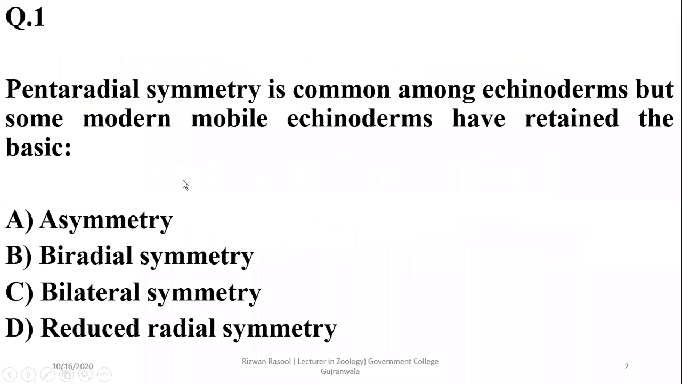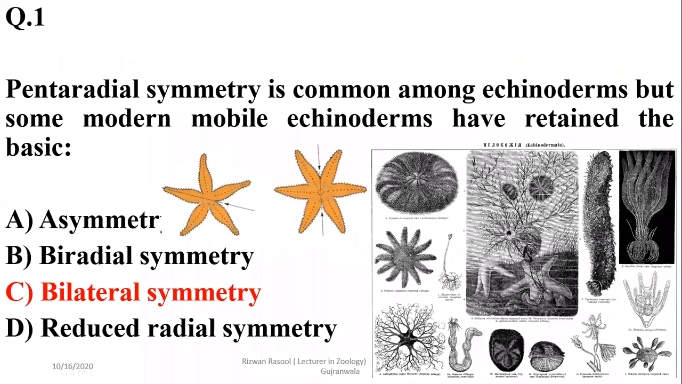The first question is about their symmetry. The pentaradial symmetry is common among echinoderms, but some modern mobile echinoderms have retained the basic bilateral symmetry. Pentaradial symmetry is their characteristic feature, but some echinoderms have got bilateral symmetry if they are quite mobile.